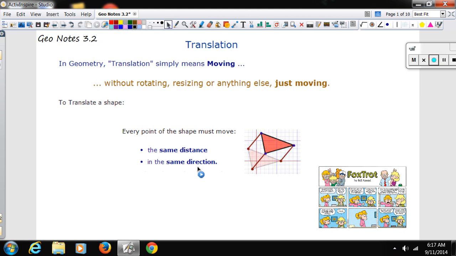Same distance, same direction. So if you took this little faded out triangle and you slid it up, all of the points would move the exact same direction and the exact same distance. So that's what it is there.